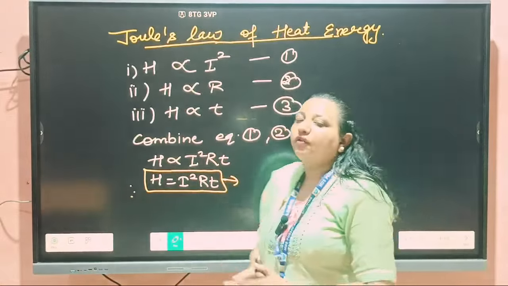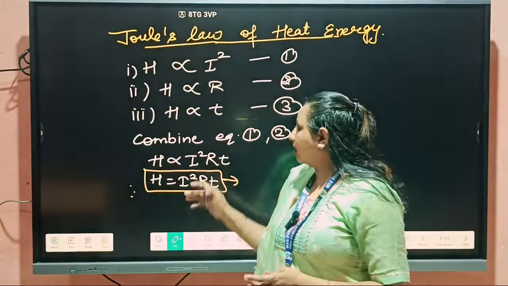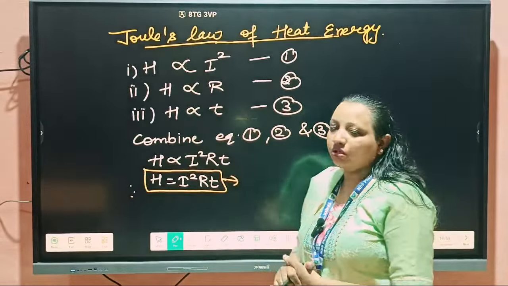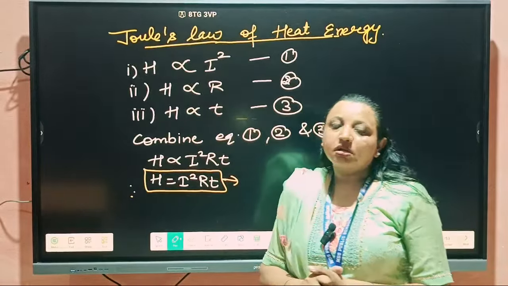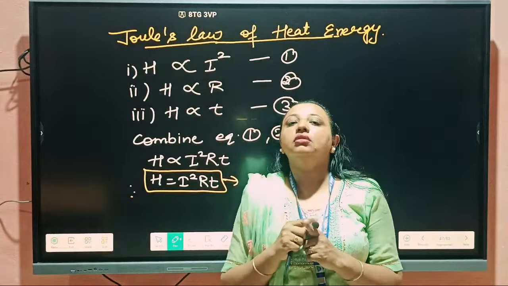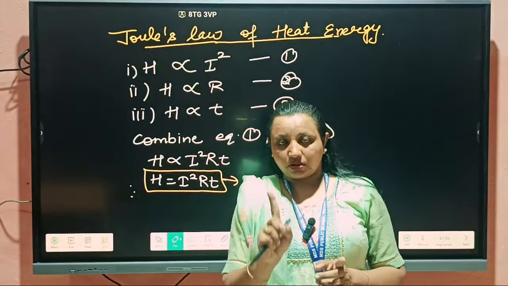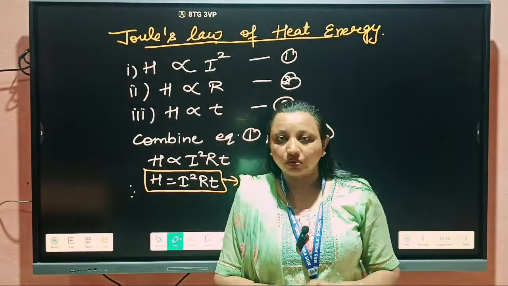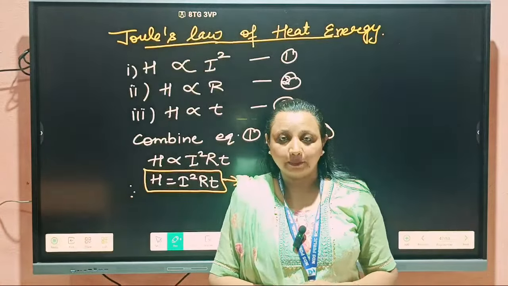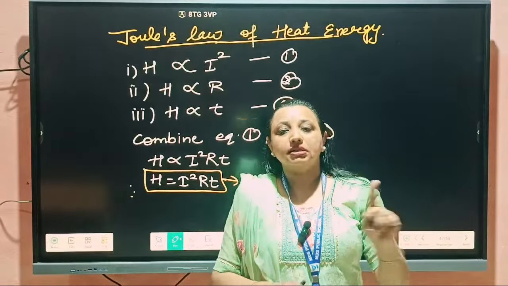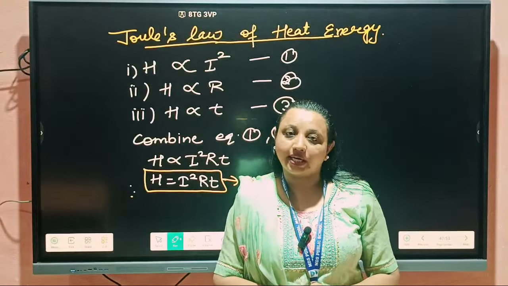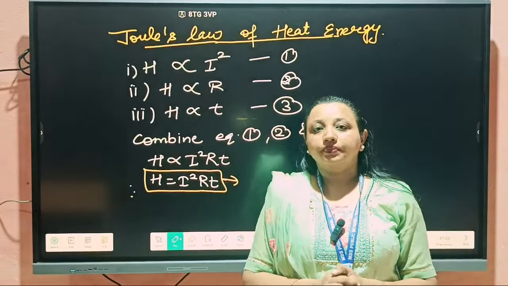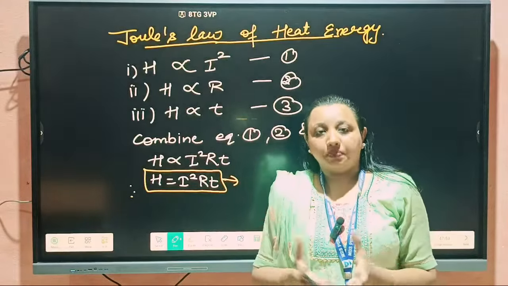This is a formula for finding the heat. H is directly proportional to I square, H is directly proportional to R, and H is directly proportional to the time duration. Suppose I switch on the key, during which the current starts flowing through the heater, and then after 1 second or 2 seconds I suddenly switch off the circuit. Does that wire get heated up?